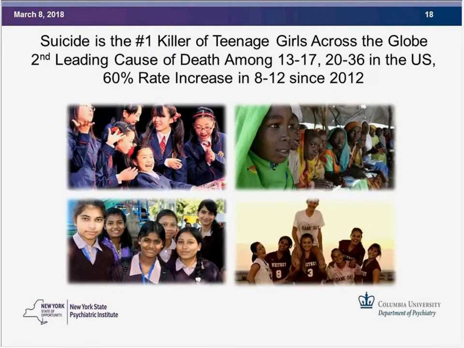It's actually the number one killer of teenage girls across the globe, and it's the second leading cause of death among adolescents and young adults in our country. And we've seen a 60% rate increase in the last 5 years in our youngest kids between 8 and 12 years old. So it's not unusual these days, although it's rare, to experience a suicide in someone as young as an elementary school student.